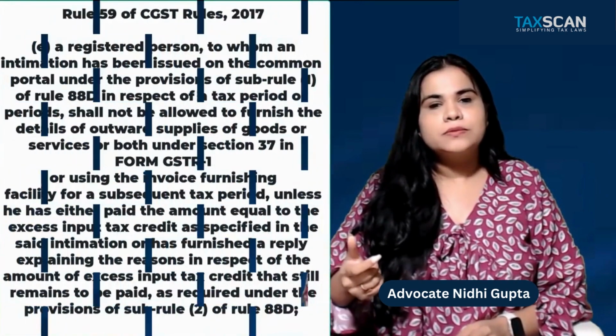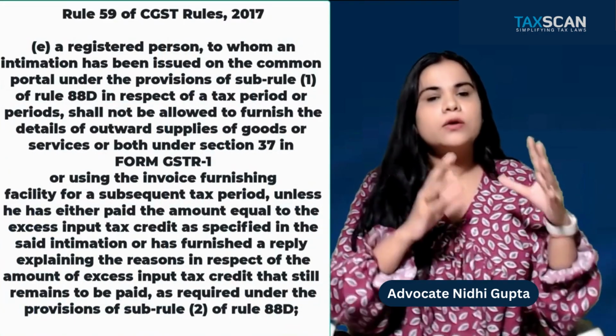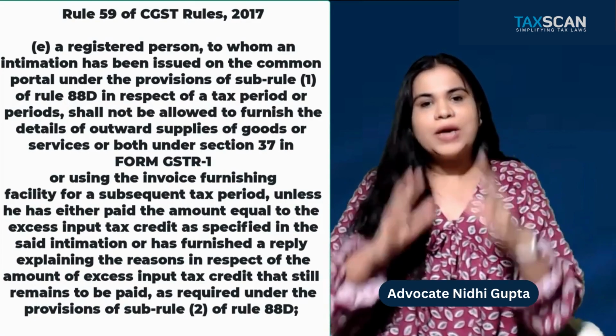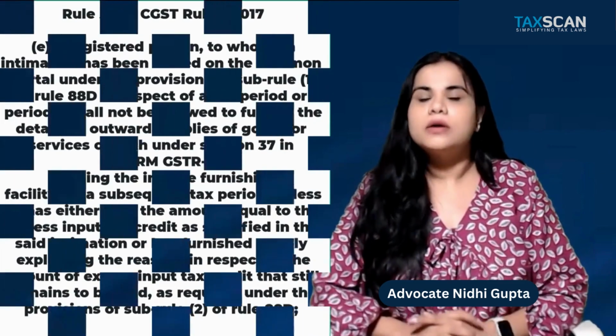So if you look closely at all of the amendments that have been brought in, the Rule 88D was not so much inserted to create recovery mechanism in case of GSTR 2B 3B. Rather, this rule has been inserted to curb the dummy suppliers from passing on ineligible ITC by making suitable amendments in Rule 59 also, whereby no such recipient would be allowed to file his GSTR 1 for subsequent period unless he pays the amount or furnishes a reply.